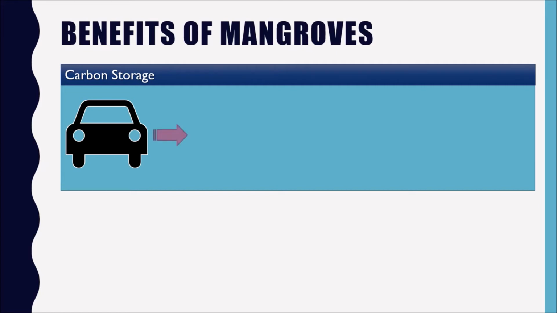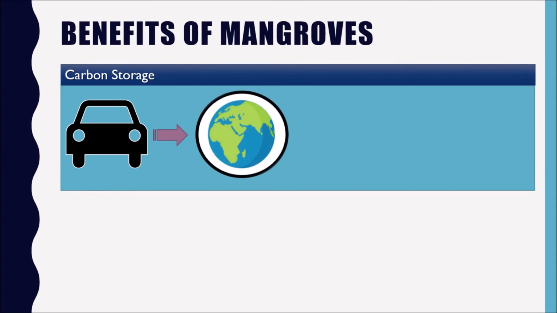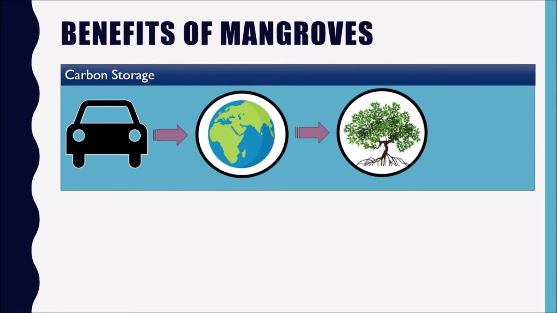So why is this important? Well, carbon dioxide can trap heat in the atmosphere. And so if there's too much carbon dioxide, then the planet becomes warmer than it should be. Now, you may have heard the term global warming or climate change. And when the planet is too warm, it can cause a lot of problems. It can cause changes in weather, droughts, and the melting of polar ice caps, which leads to rising sea levels. But mangroves can store that carbon and keep it locked away so that it isn't released into the atmosphere.